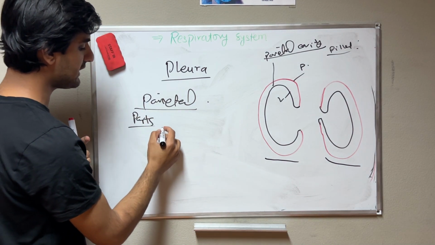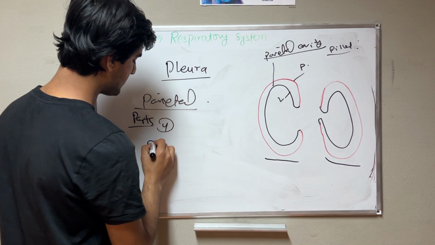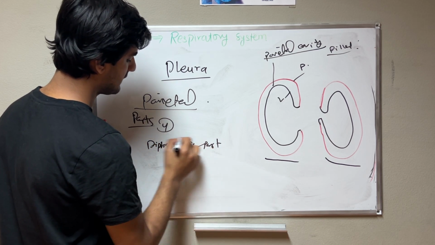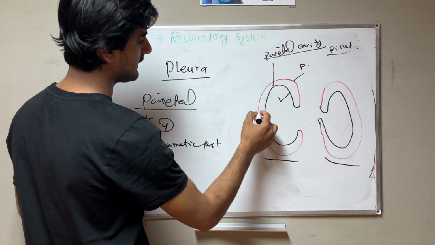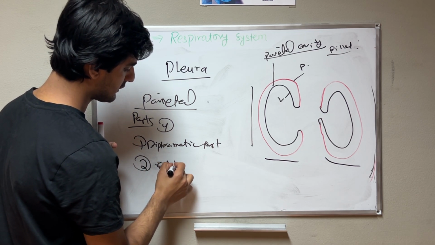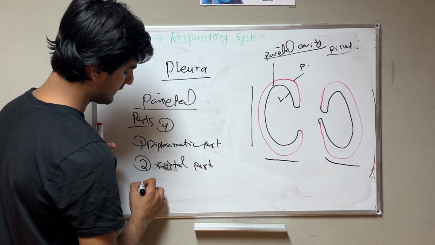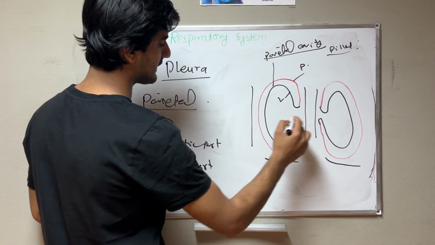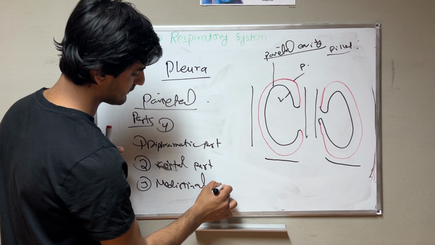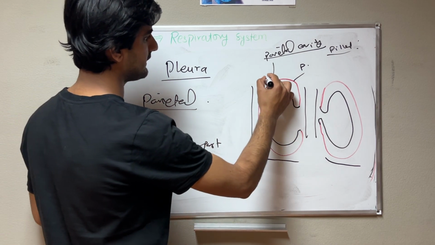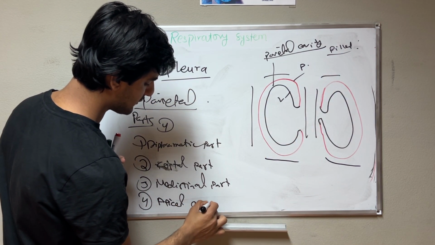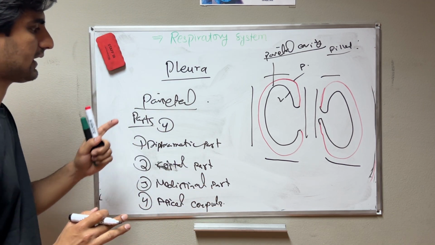Okay, parts, we have four parts. This is the diaphragmatic part. Second, this is the intercostal part or costal part. Third, we have the mediastinal part. And fourth, we have the apical cupula. These are the four parts of the parietal.